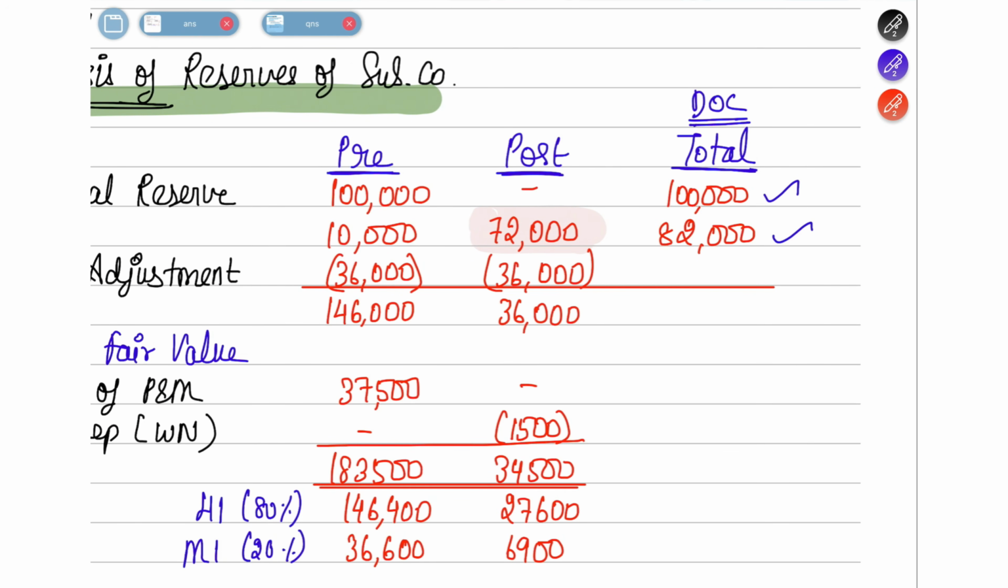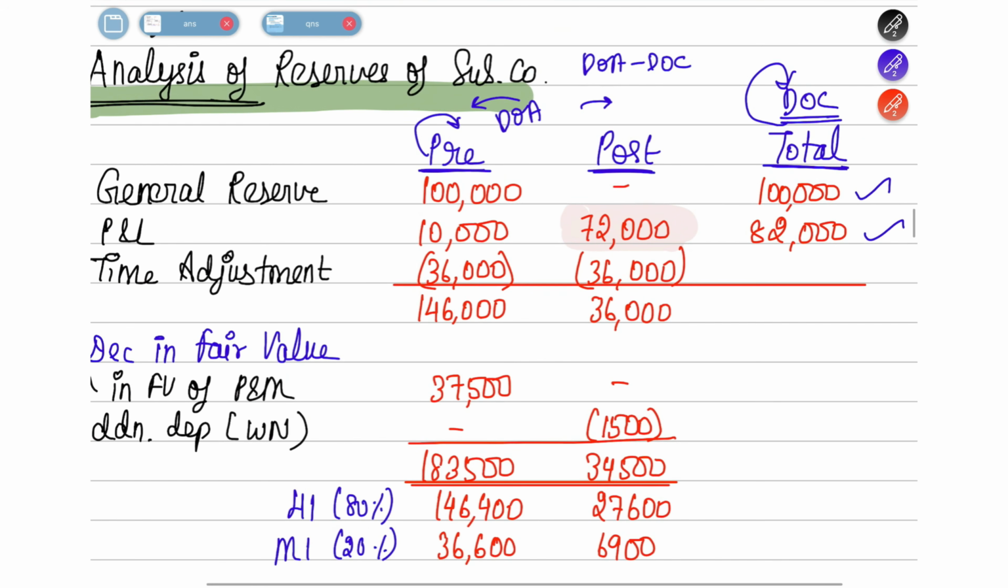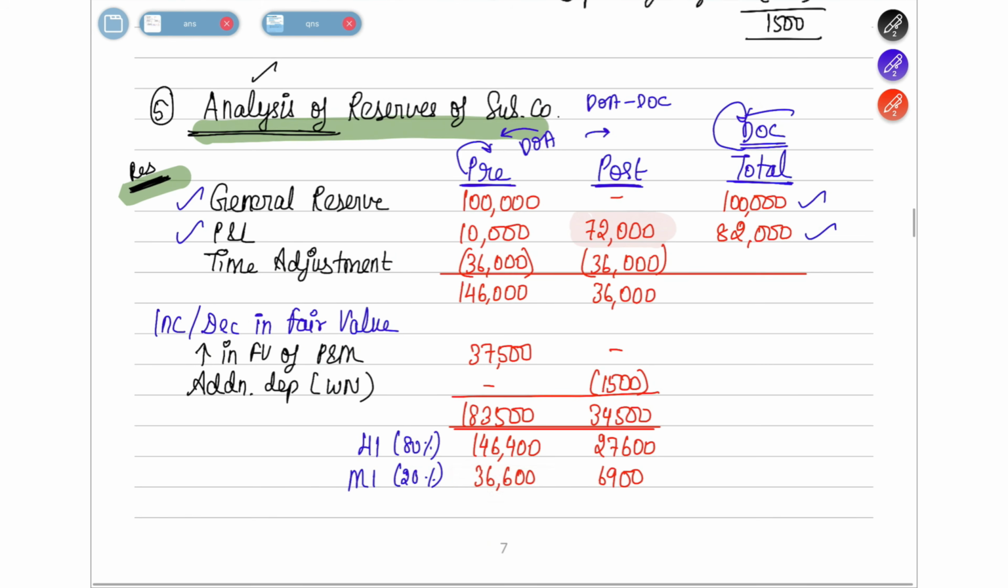So the total column will be as on date of consolidation. The pre column is as on date of acquisition. So before the date of acquisition, whatever balances are there will come here, and after the date of acquisition till the date of consolidation, whatever the split is will come here. So 1,82,000 was the balance as on date of consolidation for general reserve and P&L account.